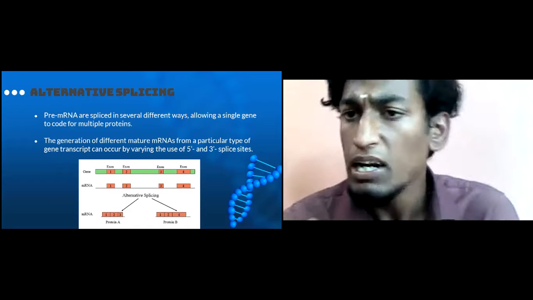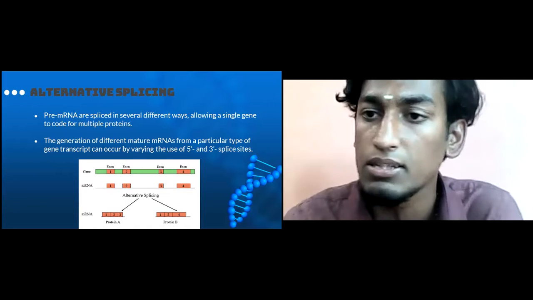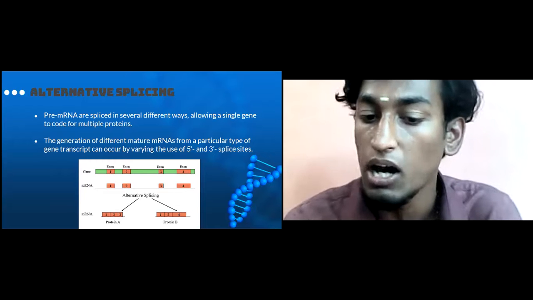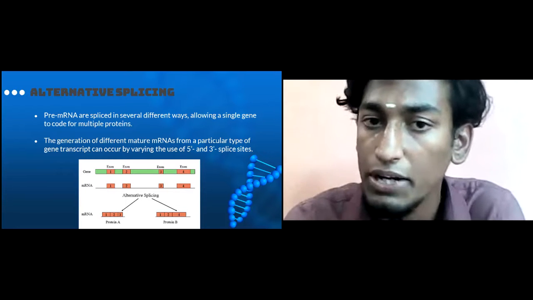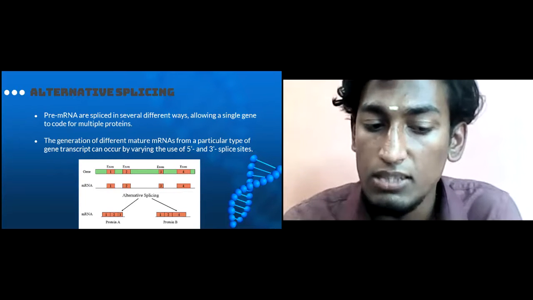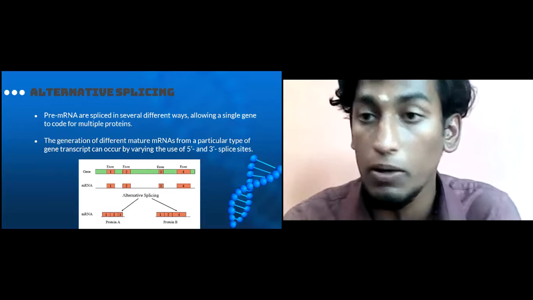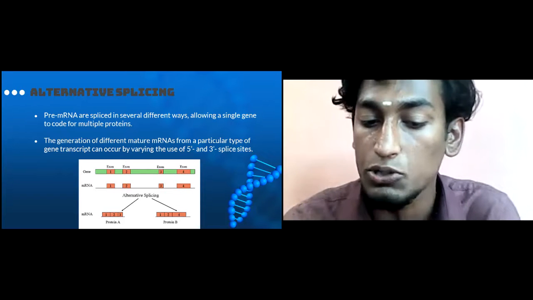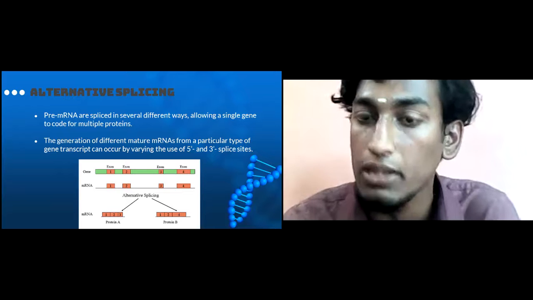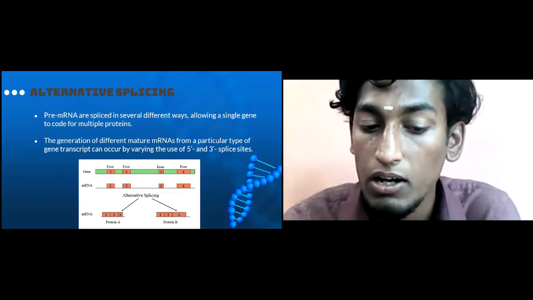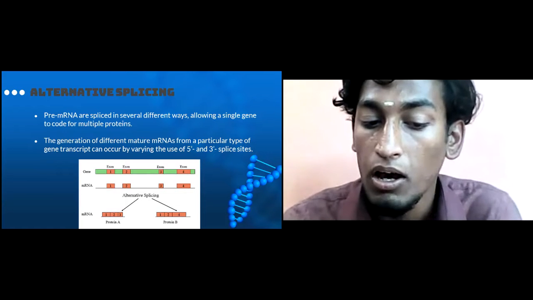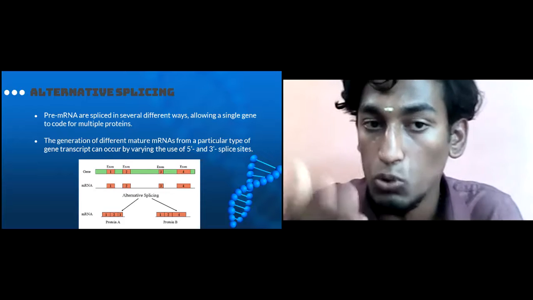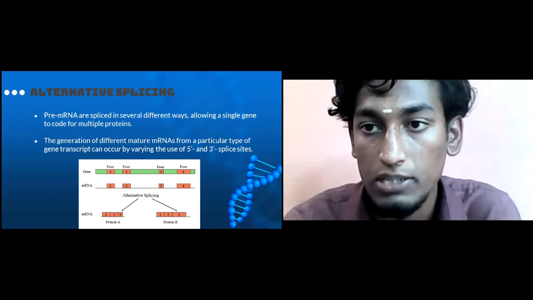Recently, many researchers predict that more than 90% of our human genes undergo this alternative splicing, and this splicing varies between humans. It also varies between human tissues as compared to other cells. Only the human brain and liver tissues have more alternatively spliced RNA through this alternative splicing process.